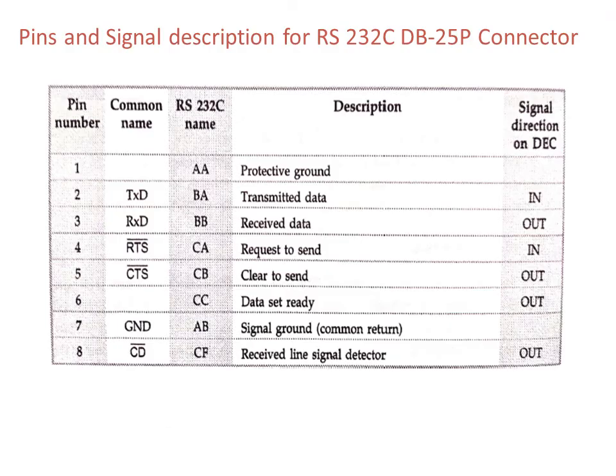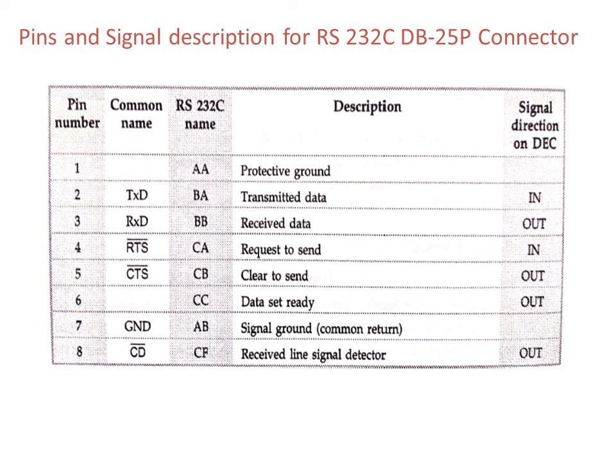The table here shows the pins and signals description for RS232C, that is the DB9P connector. The first column of the table represents the pin number, the second column shows the common name of each pin, the third column represents the RS232C name of each pin, the fourth column gives the description of each pin, and the fifth column gives the signal direction on DCE.